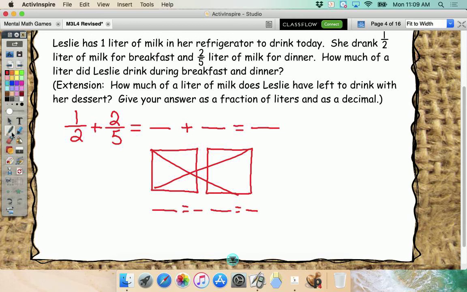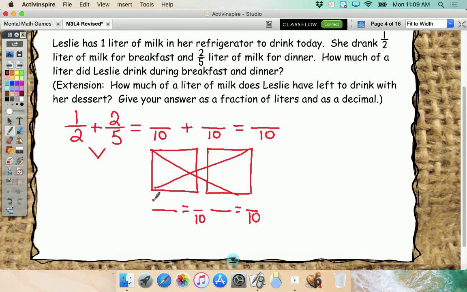So how did we find the common denominator? We multiplied the denominators. Okay, so we don't do 2 plus 5, we do 2 times 5. So what's the common denominator here? 10. And we also put the 10 down there, right? Okay, you with me? All right.